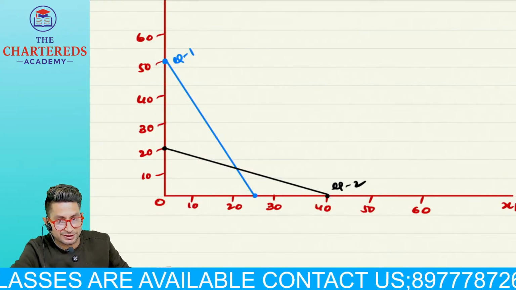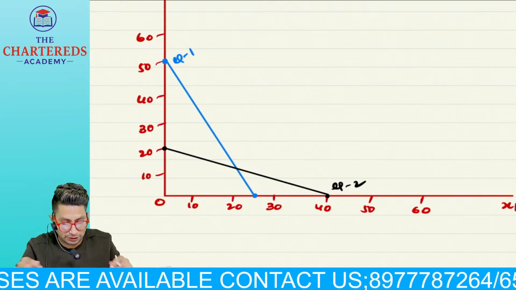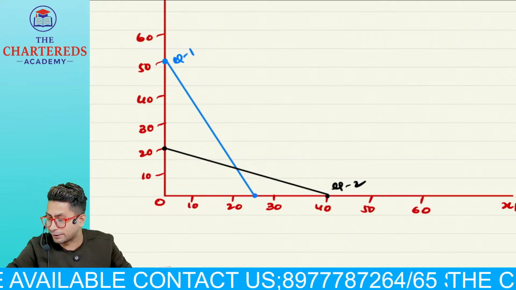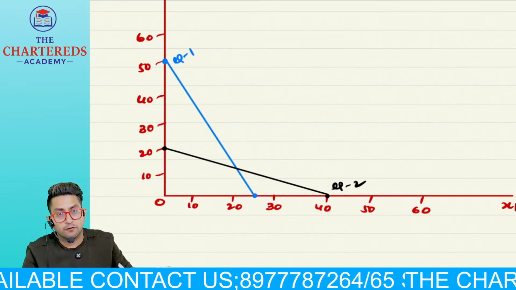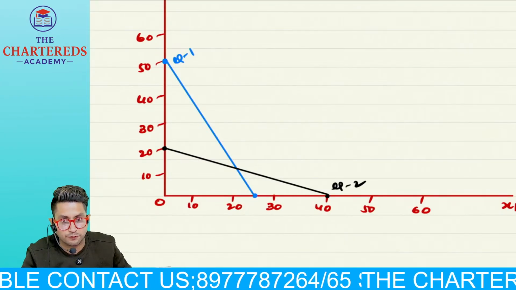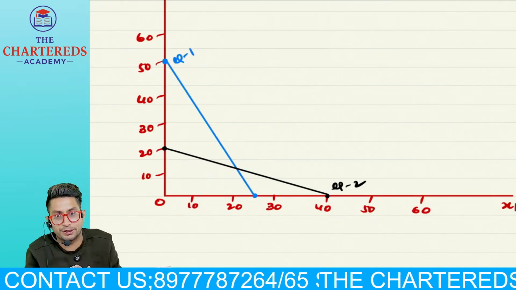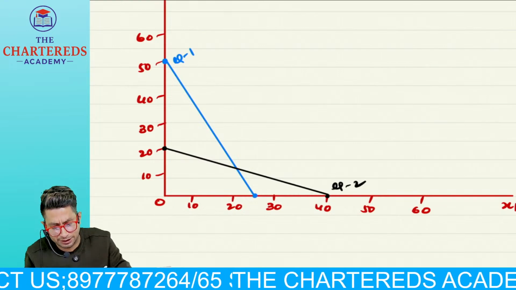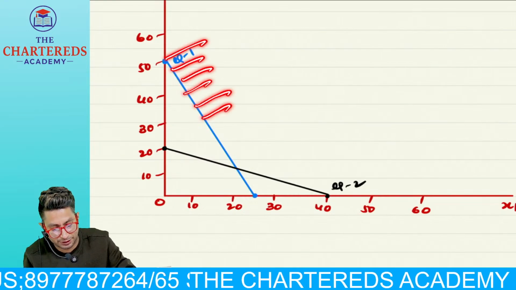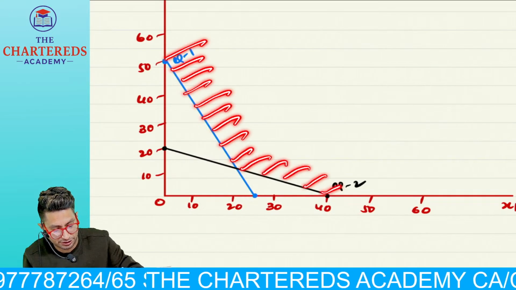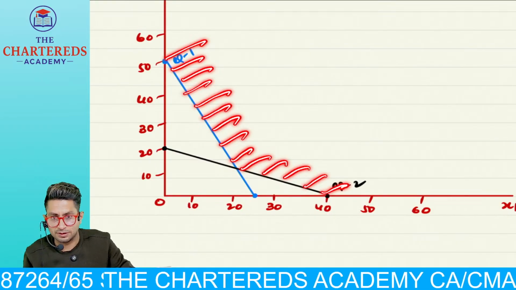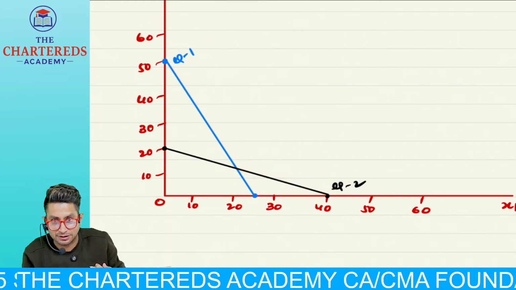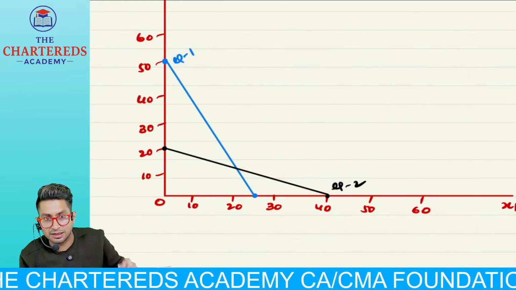In this problem, we now have to find something called the feasible region. Once we draw a graph, we find out which region is feasible. For a maximization problem, the feasible region will be the innermost layer. For a minimization problem, the outer layer will be called the feasible region. For a maximization problem, it will be inside; for a minimization problem, it will be outside.